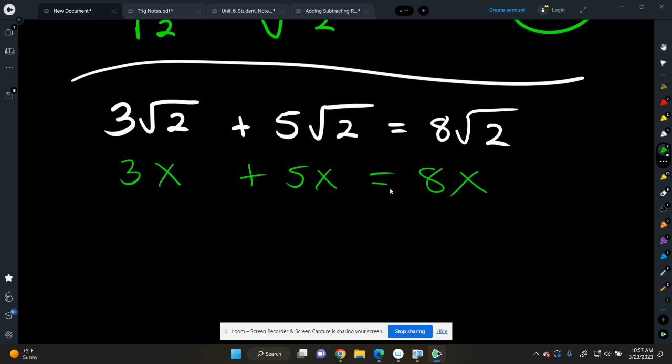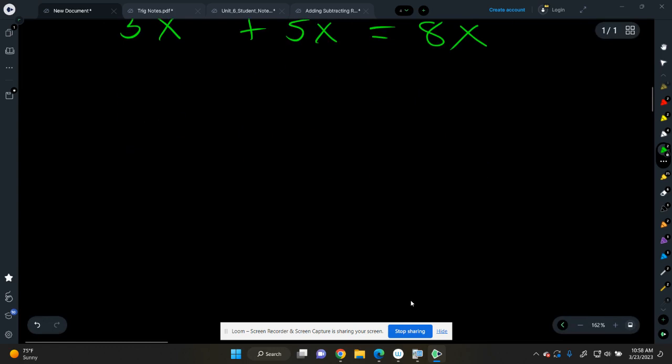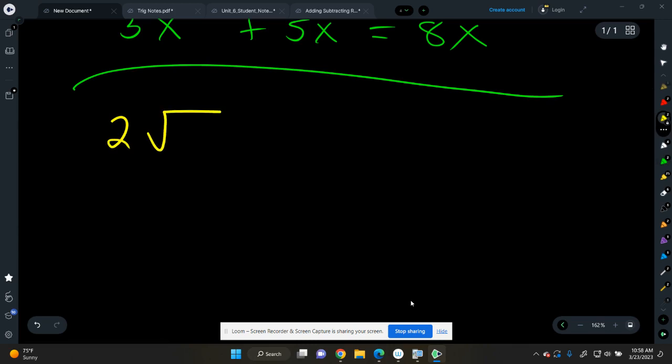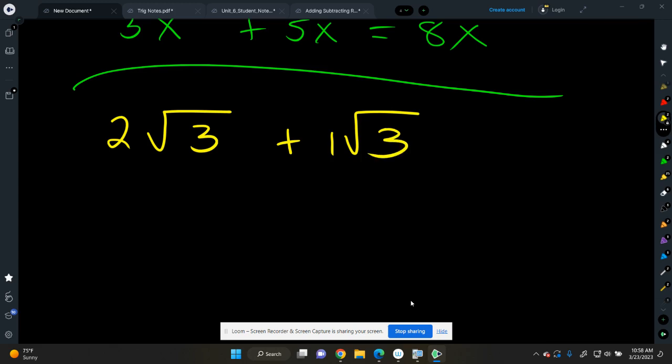So what we're saying is that, okay, let me make it simpler. Trying to simplify this, and it seems like I'm overcomplicating everything for you today. Let's look at 2 root 3 plus 1 root 3, okay? So let me do this for you, give you a visual.